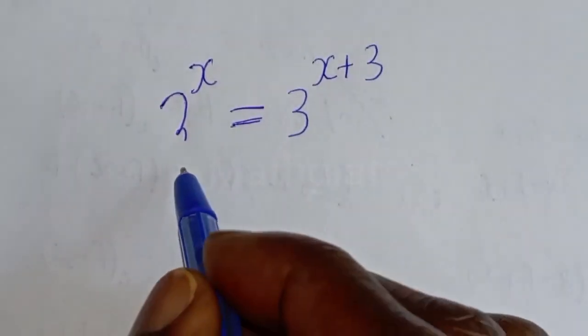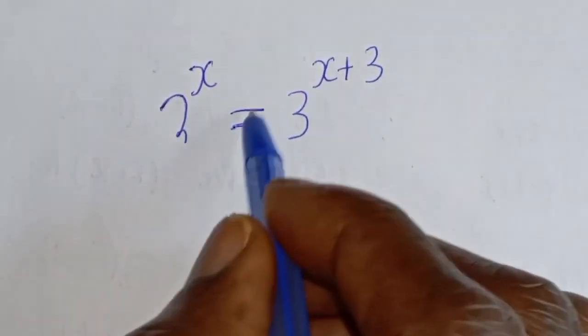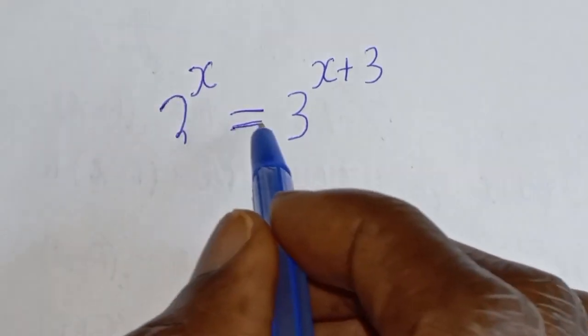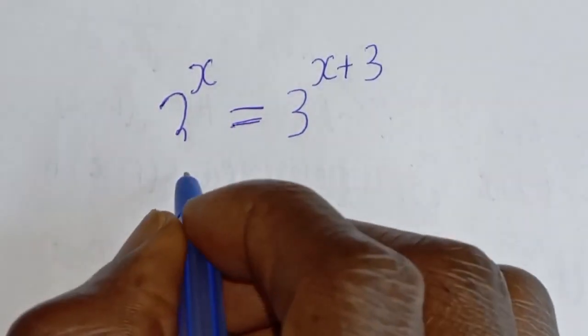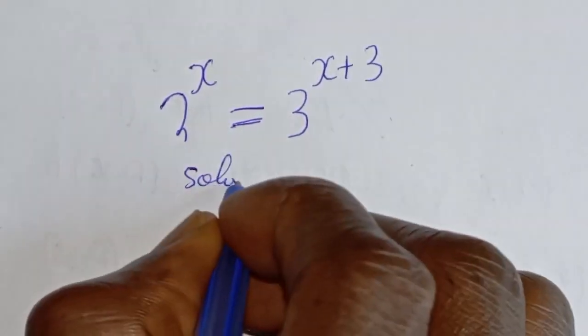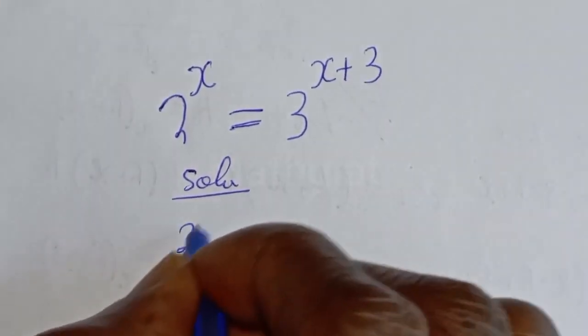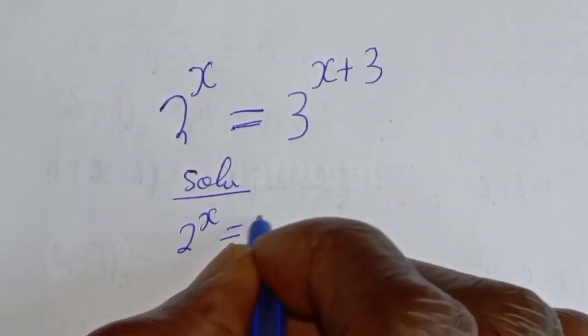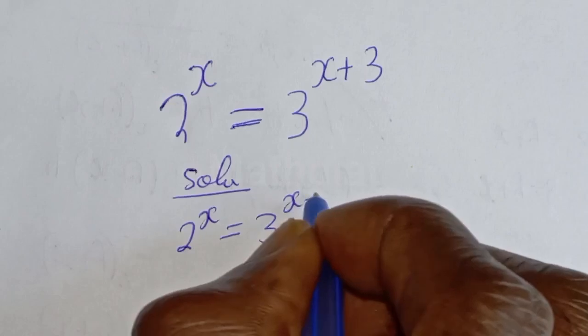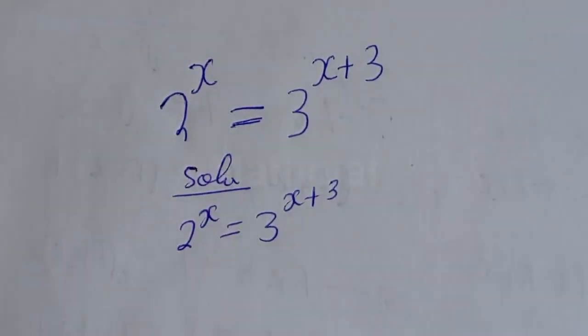Hello, how to solve for s from this given equation? 2 raised to power s is equal to 3 raised to power s plus 3. Solution. 2 raised to power s is equal to 3 raised to power s plus 3.